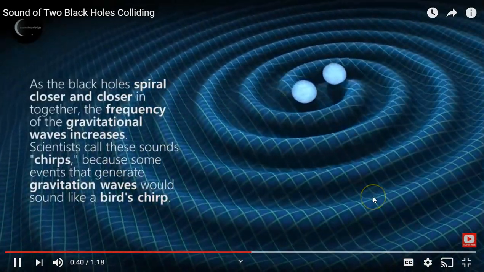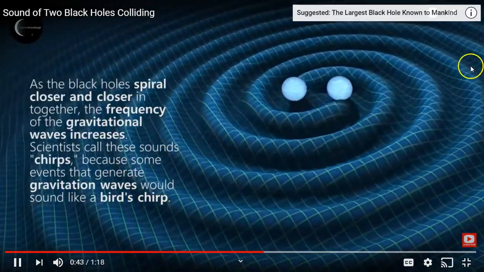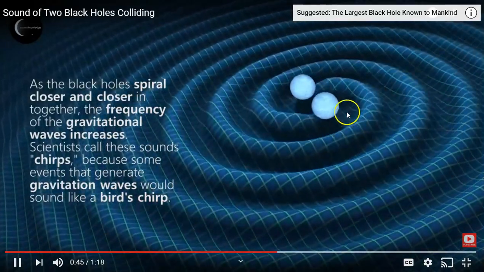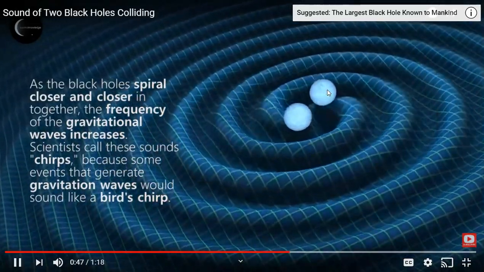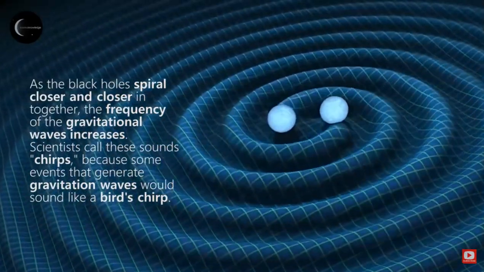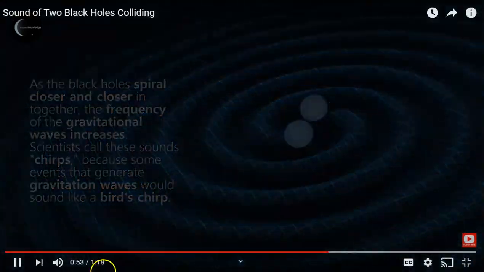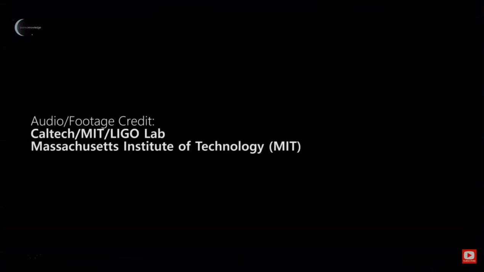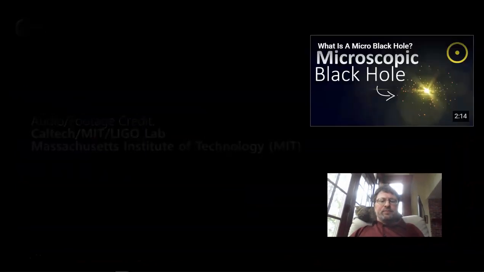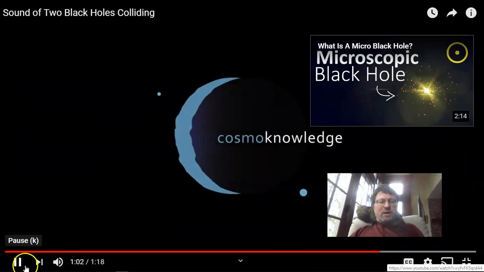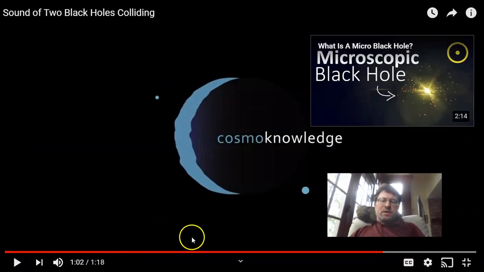Here we get another look at those gravity waves that we're thinking about. And so you see the two black holes orbiting around one another. The gravity waves are coming out, taking away energy from the particular binary system, and then causing those two black holes ultimately to merge.